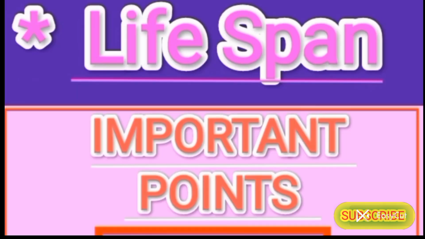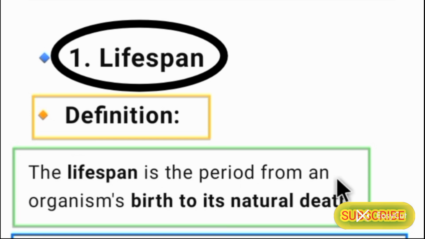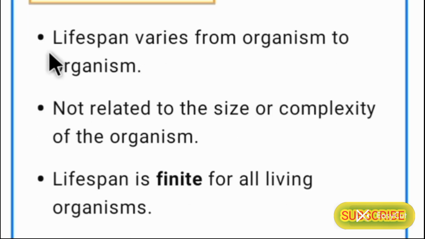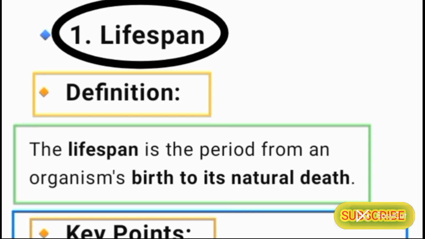Today we will discuss chapter 1, Reproduction in Organisms. The lifespan is the period from an organism's birth to its natural death. You have to remember these key points regarding lifespan. Lifespan varies from organism to organism. Lifespan is not related to the size or complexity of the organism. Lifespan is finite for all living organisms.